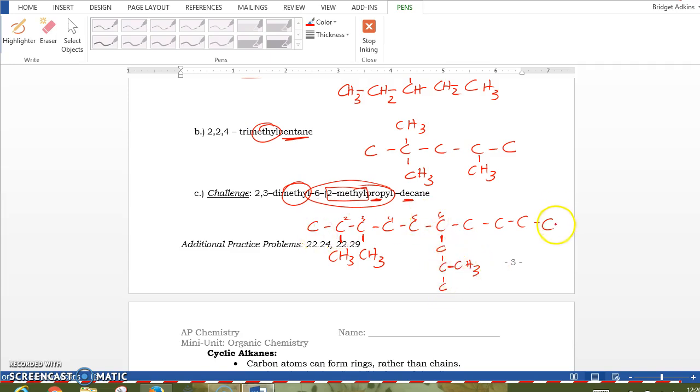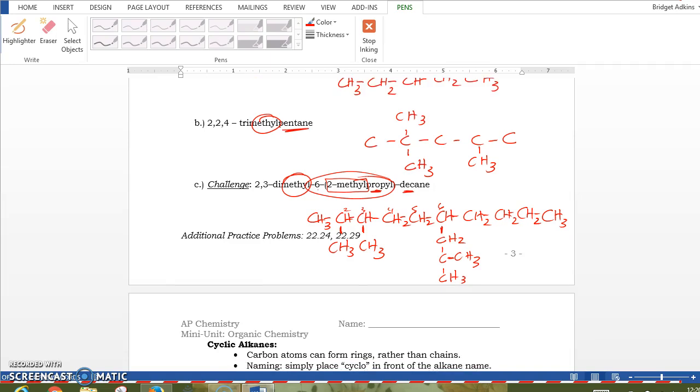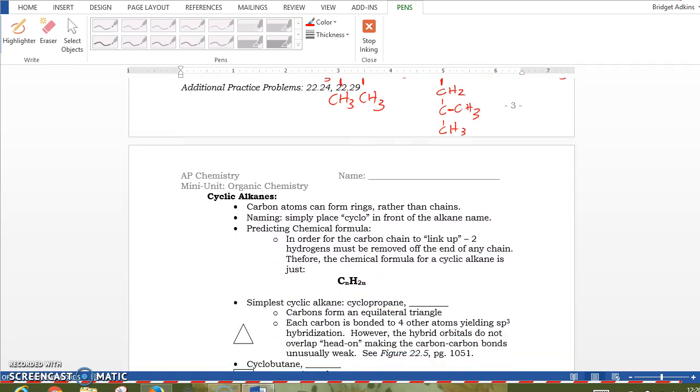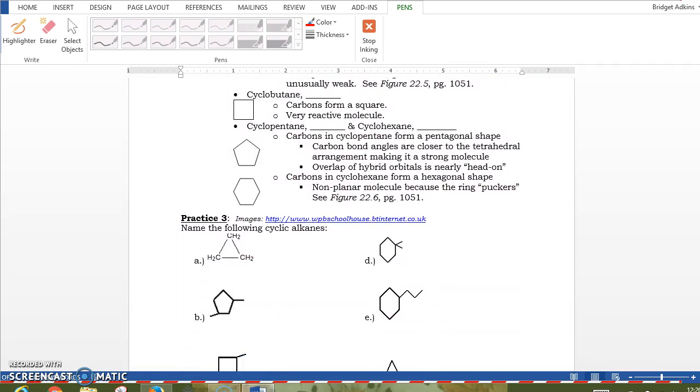And so if we go and fill in our H's, we've got CH3, CH2, CH2, CH2, CH, CH2, CH3, CH2, CH2, a CH, a CH, and a CH3. So that wraps up our branch-chained alkanes. We're going to move on now to our cyclic alkanes.